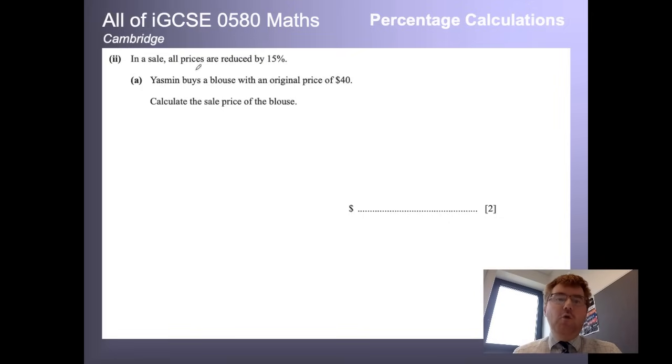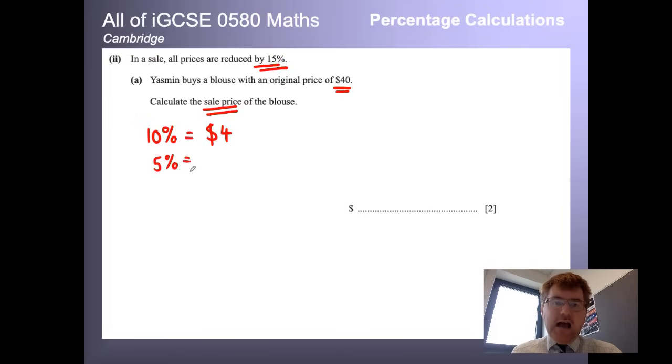So, in a sale, all prices are reduced by 15%, and Yasmin decides to buy a blouse with an original price of $40, and we actually want the sale price of the blouse. So we want to take 15% off $40. And the easiest way to do this is to first of all work out 10% of $40. Well, what we do here is do 40 divided by 10. That gives us $4. Then we can work out 5%.